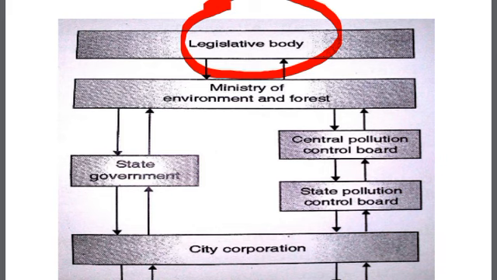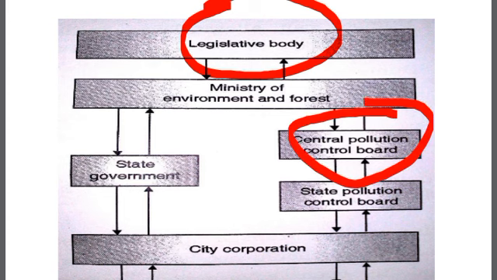After that, Central Pollution Control Board. Central Pollution Control Board coordinates the activities of the State Pollution Board and provides technical assistance. Now the function of the central board is that they coordinate activities of the State Pollution Board, and provide technical assistance.